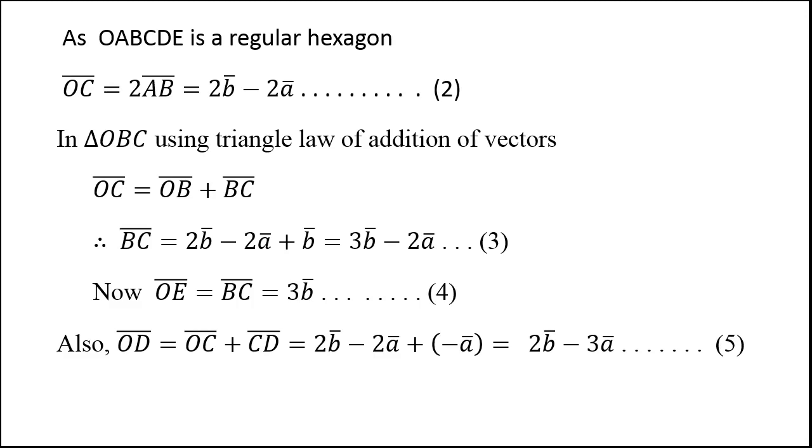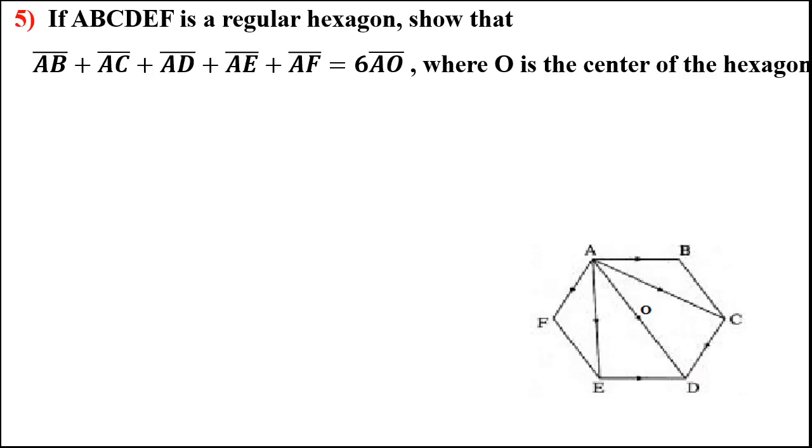Okay, a similar type of problem is there. One more problem is there, so let us discuss this one. ABCDEF is a regular hexagon. Show that AB bar plus AC bar plus AD bar plus AE bar plus AF bar is equal to 6 times AO bar. हे जे वेक्टर आहेत AB, AC, AD, AE, AF हे 5 वेक्टर जे आहेत या 5 वेक्टरची सम 6 टाइम्स AO येते हे आपल्याला प्रूव्ह करायचे आहे.